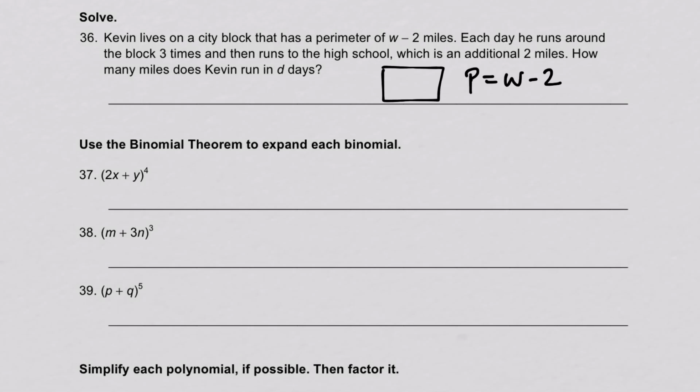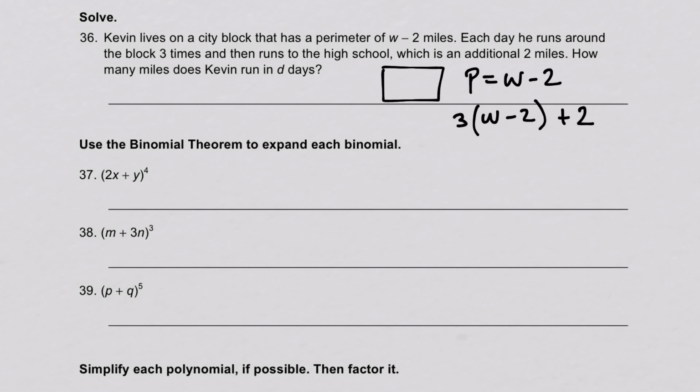So if the perimeter is W minus 2 and he runs around the block 3 times, that means that in those 3 laps, he does 3 times W minus 2 miles. Right? 3 laps around the block, each block is W minus 2, so 3 times W minus 2. And then after he runs those 3, he continues running to the school, which is an additional 2 miles, so add 2 to that. He doesn't do that 3 times, he just does it that 1 time.